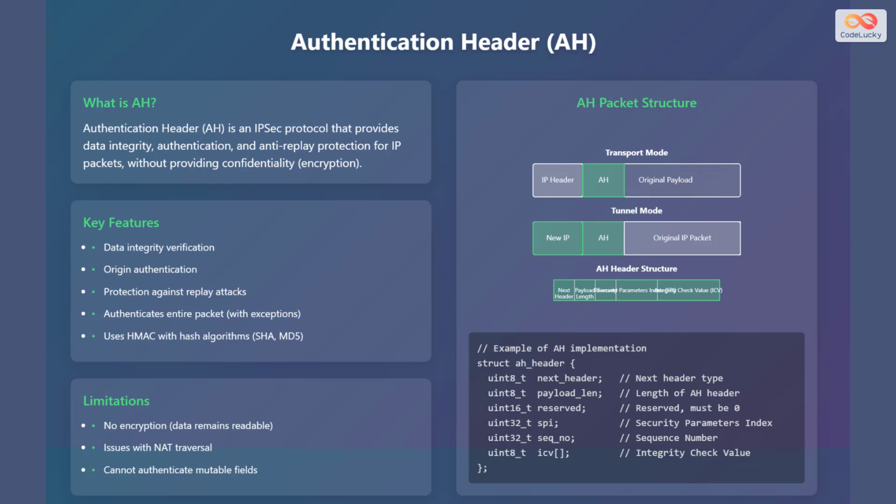It operates in transport mode, where the IP header is followed by the Authentication Header, and then the original payload. In tunnel mode, the new IP header is followed by the Authentication Header, and then the original IP packet. An Authentication Header packet structure contains next header, payload length, reserved bits, security parameters index, and integrity check value.